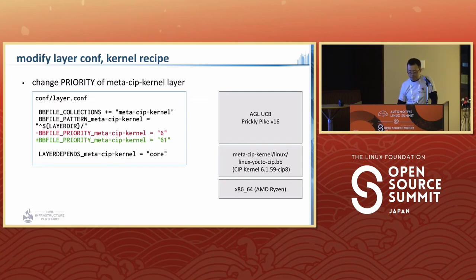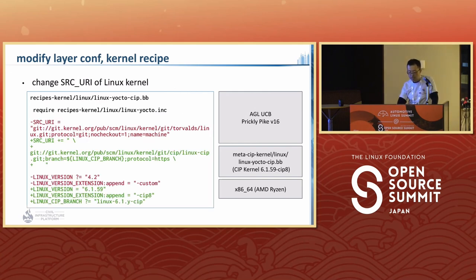It's for CIP. As part of the feasibility study, I wanted the meta-cip-kernel layer not to be affected by changes in other layers of AGL. To achieve this, I increased the priority of the meta-cip layer. Priority 60 was affected because it overlaps with another layer, so an increase was needed, but that number, 61, is not a big thing in this case.